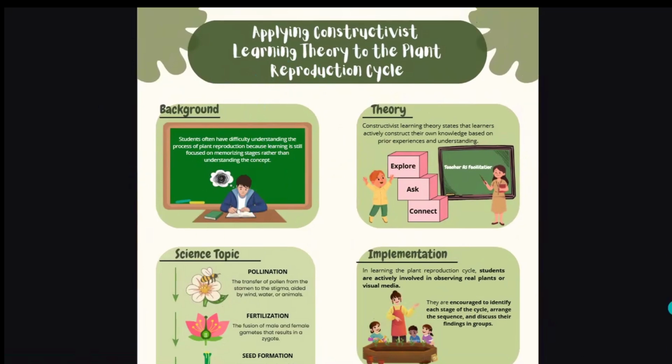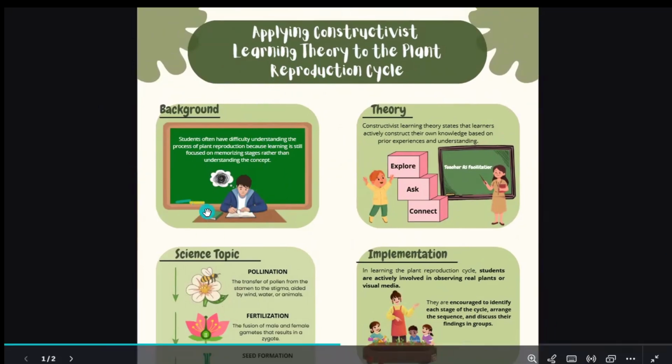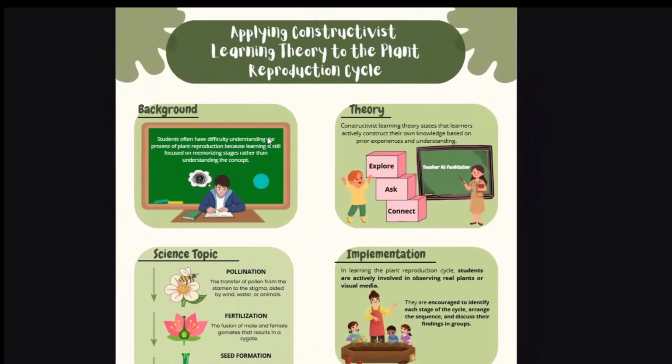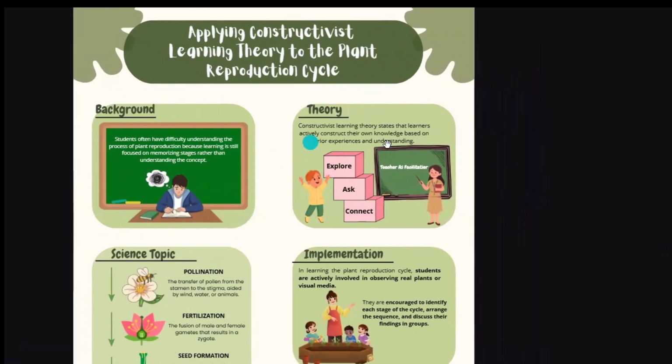In many classrooms, learning is still teacher-centered, where students mainly listen and take notes. This makes students passive learners and limits their opportunity to explore and think critically. As a result, their understanding of scientific concepts, including plant reproduction, becomes superficial. To solve this problem, we can use constructivist learning theory.